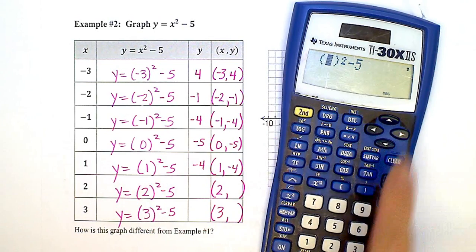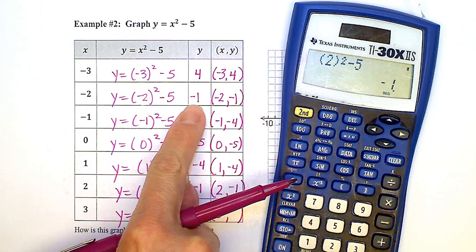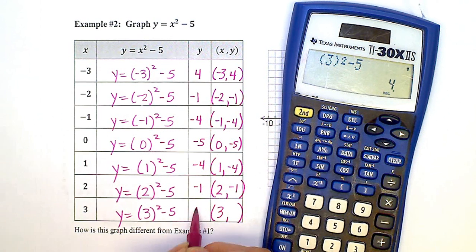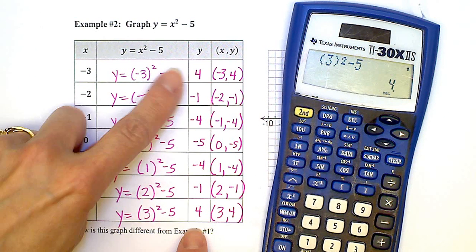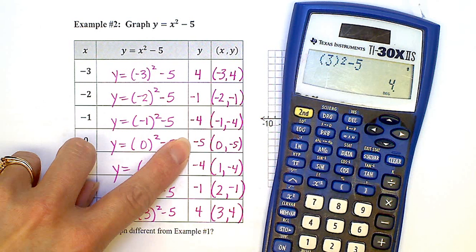Change that to a 2. I get -1. Looks like we have that one up here also. And change the 2 to a 3, and we get 4. So you're going to start to see kind of a repeating pattern. So 4, -1, -4, -5, and then it repeats.